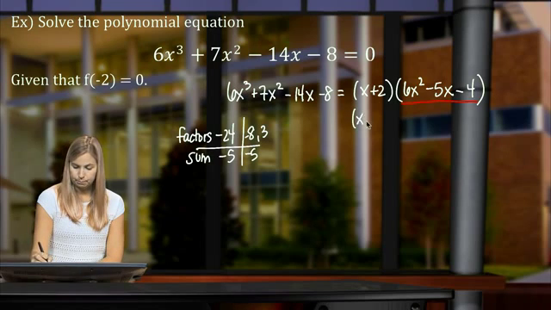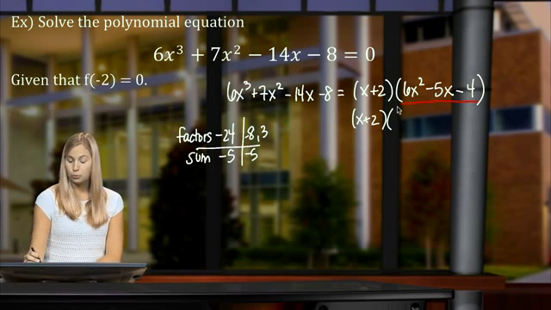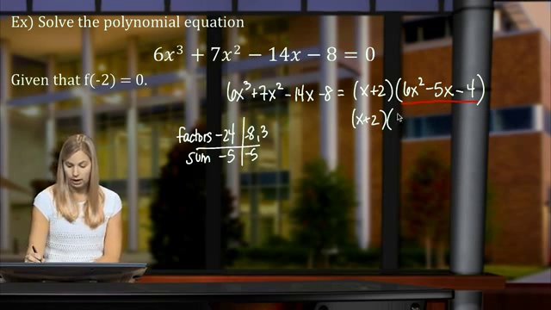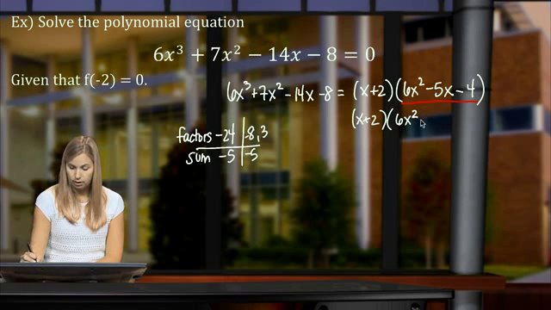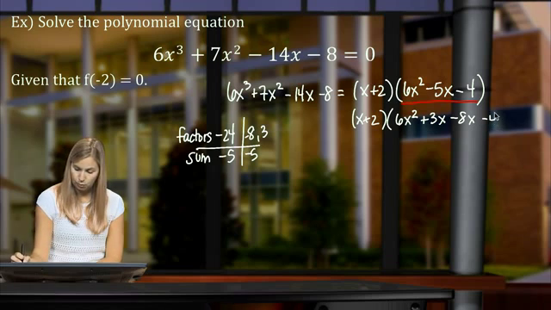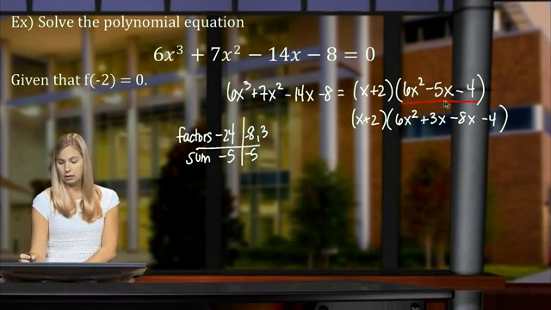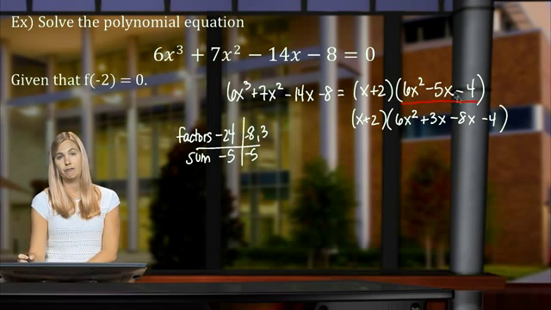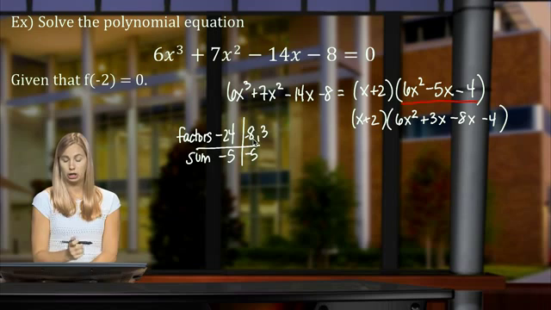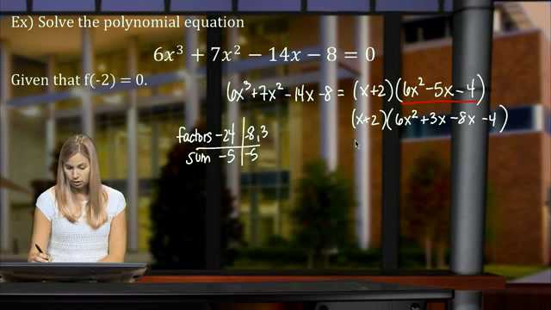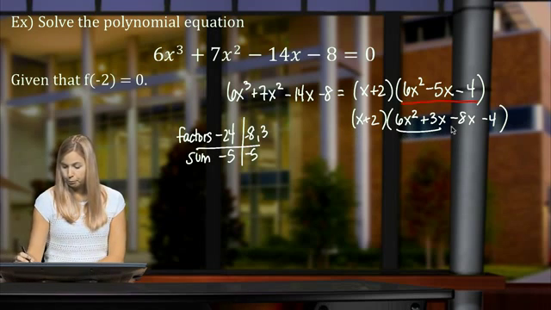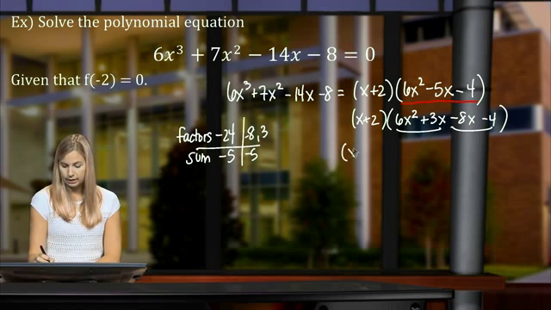So we still have x plus 2. We're going to rewrite this second quadratic. We have 6x squared plus 3x minus 8x minus 4. And if you're unfamiliar with the AC method, basically what we've done now is we've taken this negative 5x and we split it up using those two factors we just found over here. Now we can factor by grouping. So we still have our x plus 2.